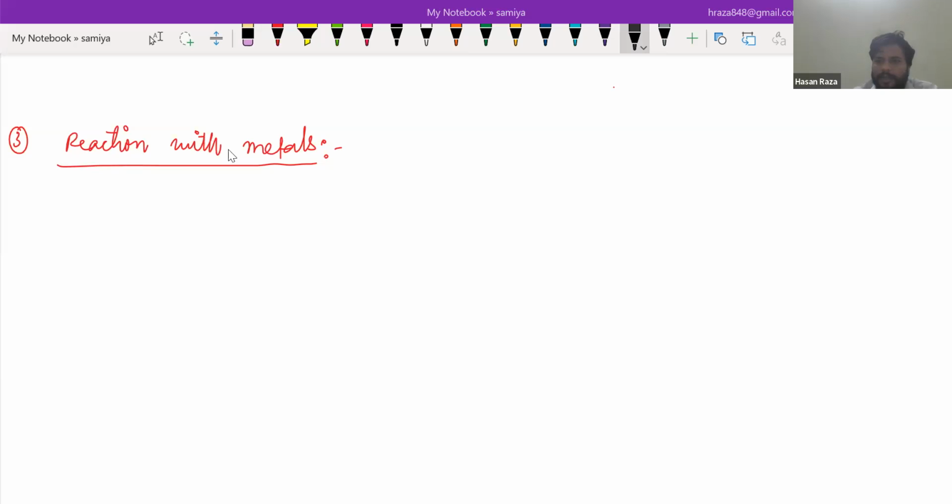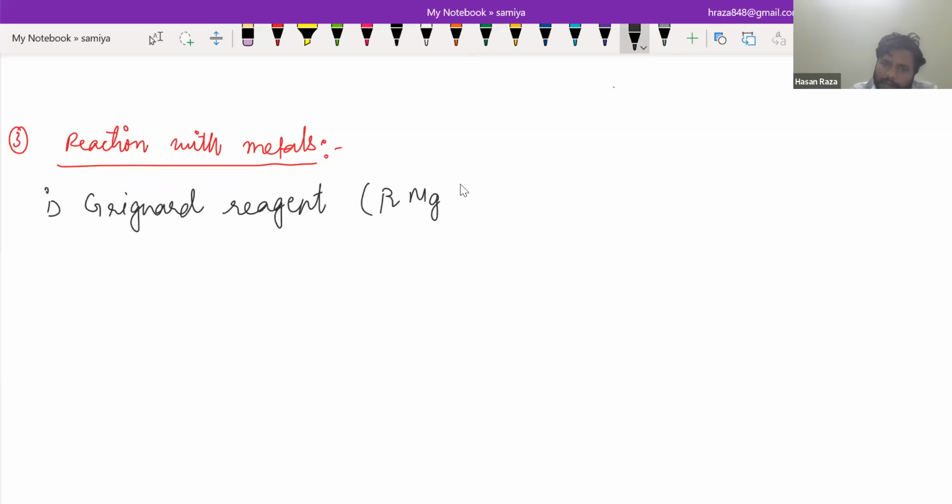So see, Aman, basically this is about the reaction with metals. And in this part, the first is Grignard reagent. And what does this Grignard reagent mean? So basically Grignard reagent is RMgX.